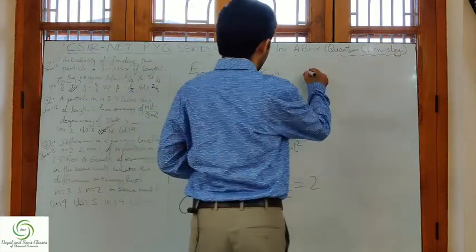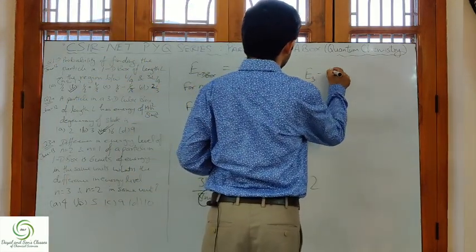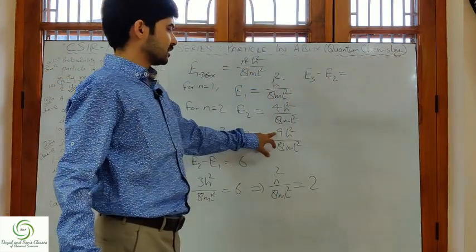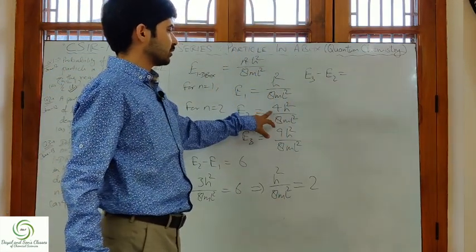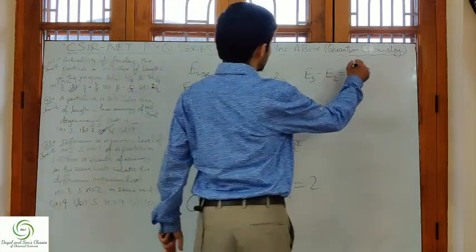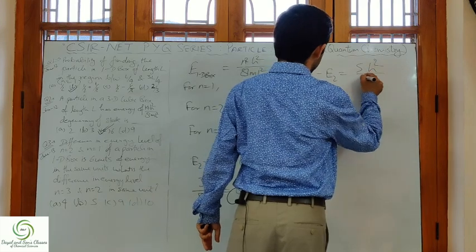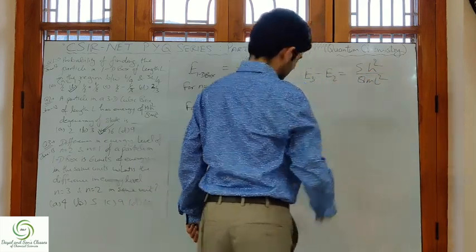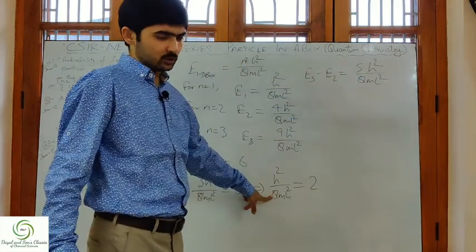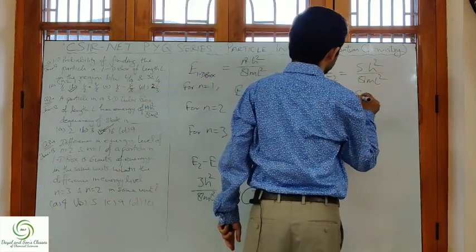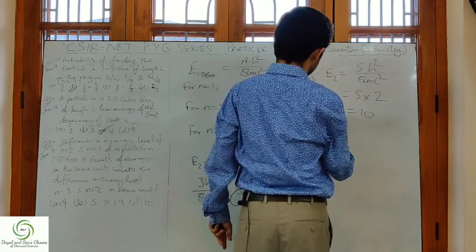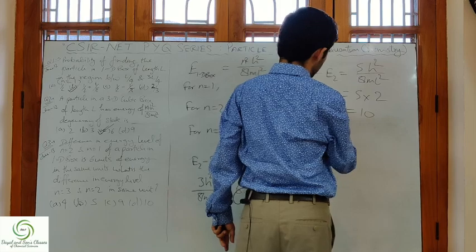Now what we need to find is E3 minus E2. Let us subtract E3 minus E2. E3 is 9h square upon 8 m L square, E2 is 4h square upon 8 m L square. If we subtract, what I will get is 5h square upon 8 m L square, right? And the value of h square upon 8 m L square is 2, so it is 5 into 2, that is equal to 10. E3 minus E2 is equal to 10.